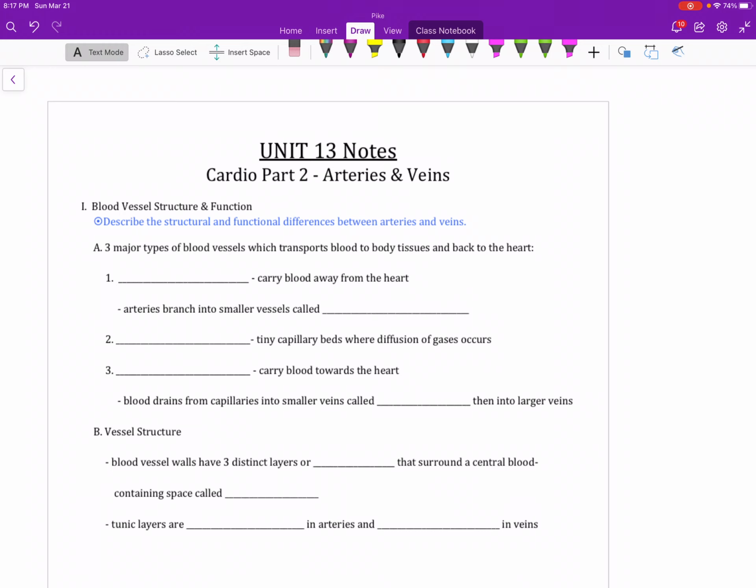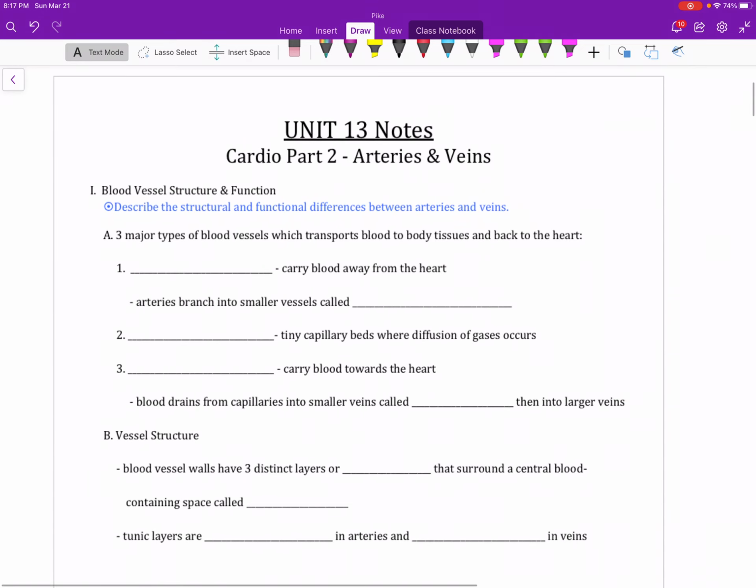I'm going to do one for arteries and one for veins, so it's not just a really long video to have to upload. But I'm going to do the introductory information in the artery video. So to get started, we're going to look at the structural and functional differences between arteries and veins, and we're really going to just label them.